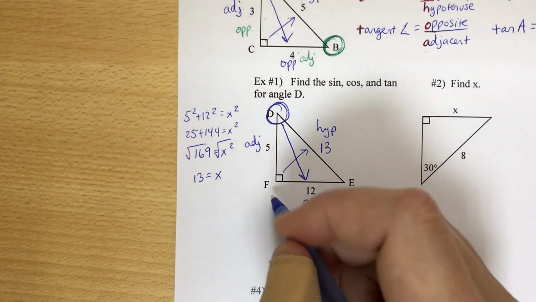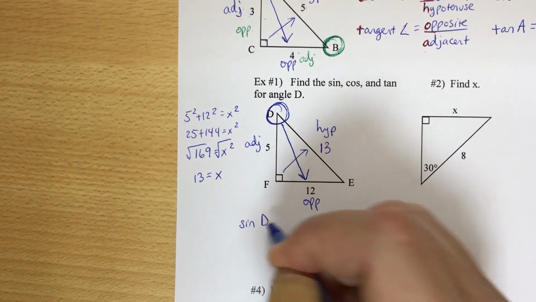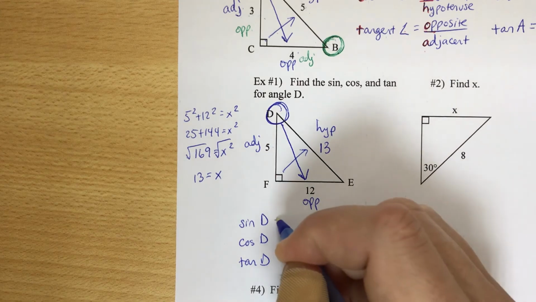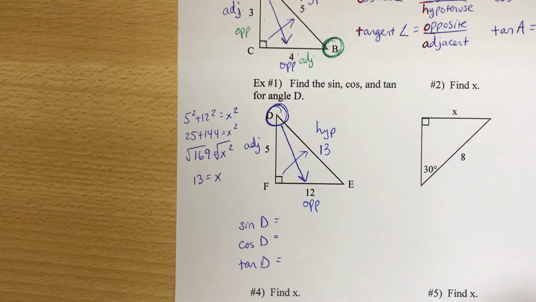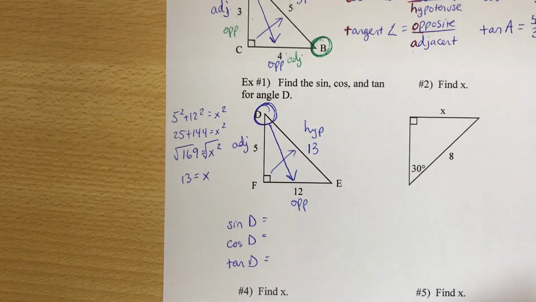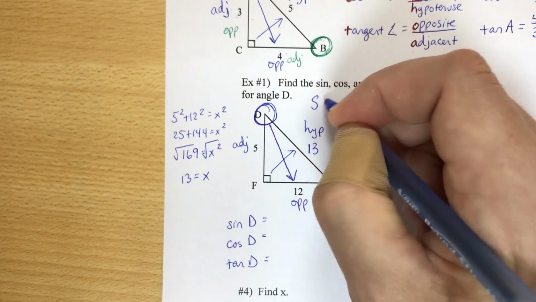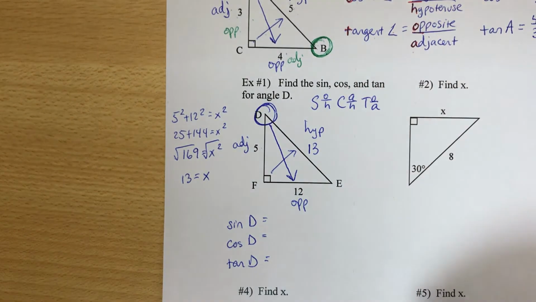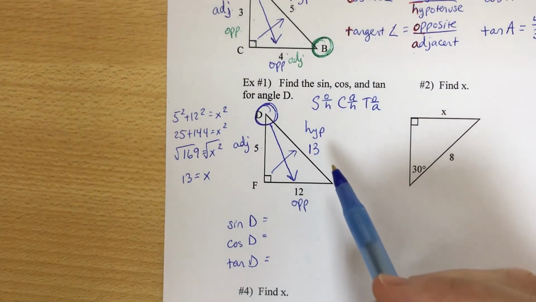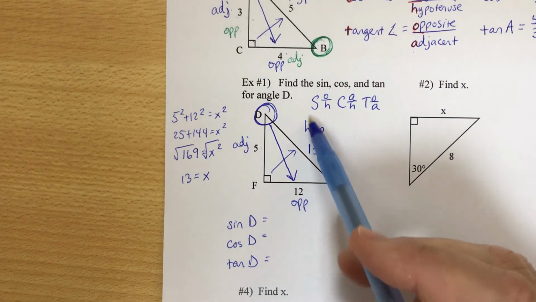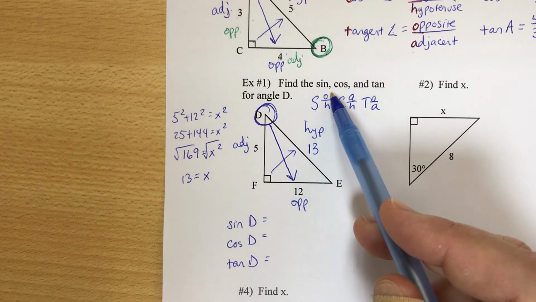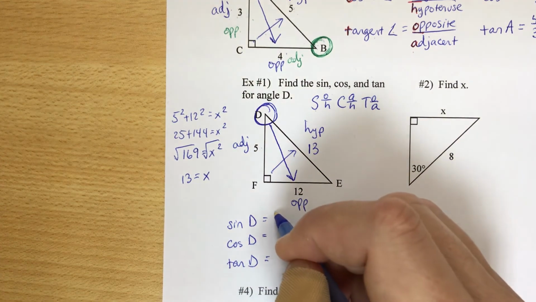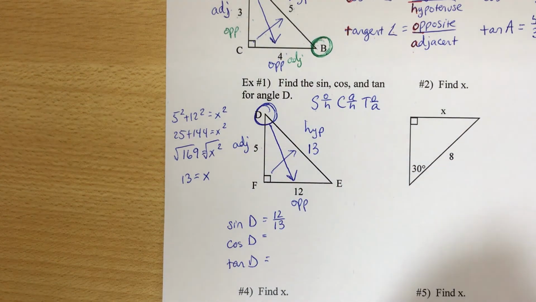All right, so now we're going to find the sine of angle D, the cosine of angle D, and the tangent of angle D. And again, the way that I like to remember to match it up is so, ka, toa. I'm going to write it here, just so I don't have to keep sliding my paper up and down. Okay, so if we want the sine of angle D, the sine is equal to the opposite divided by the hypotenuse. Opposite is 12, hypotenuse is 13. That's it. That's the ratio.